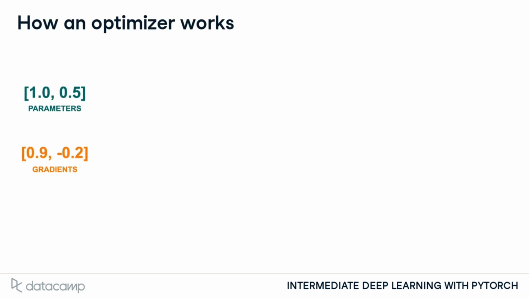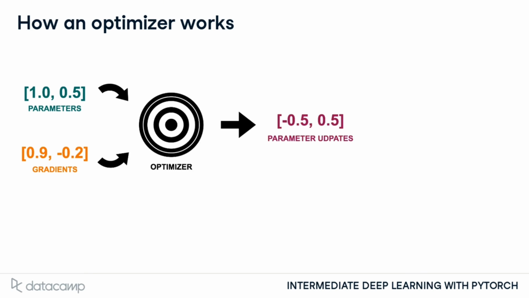In practice, neural networks can have billions of parameters. Let's consider an example with only 2. Imagine we have the following parameter values and gradients. They are passed to the optimizer, which computes an update for each parameter. The updates are applied to the parameters and the optimizer step is finished.